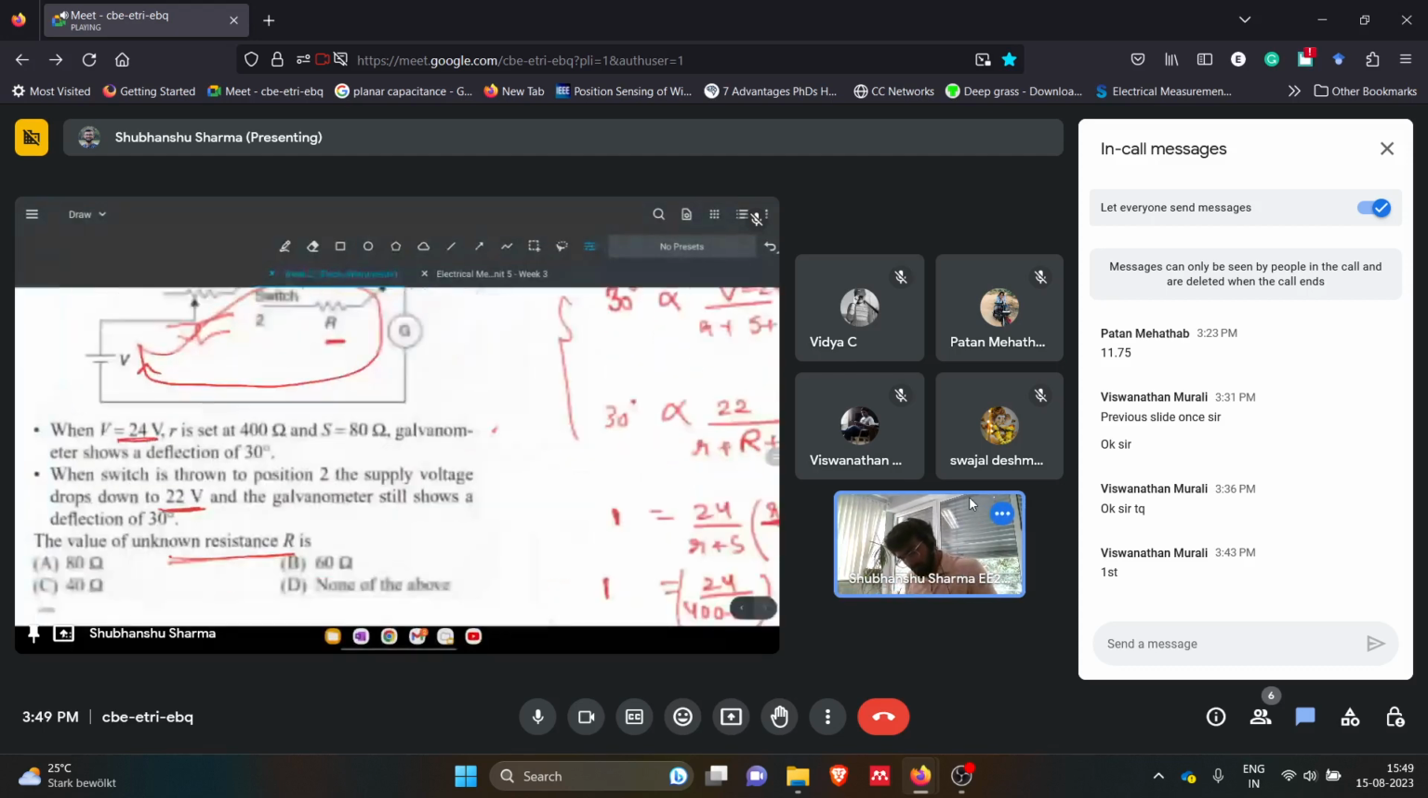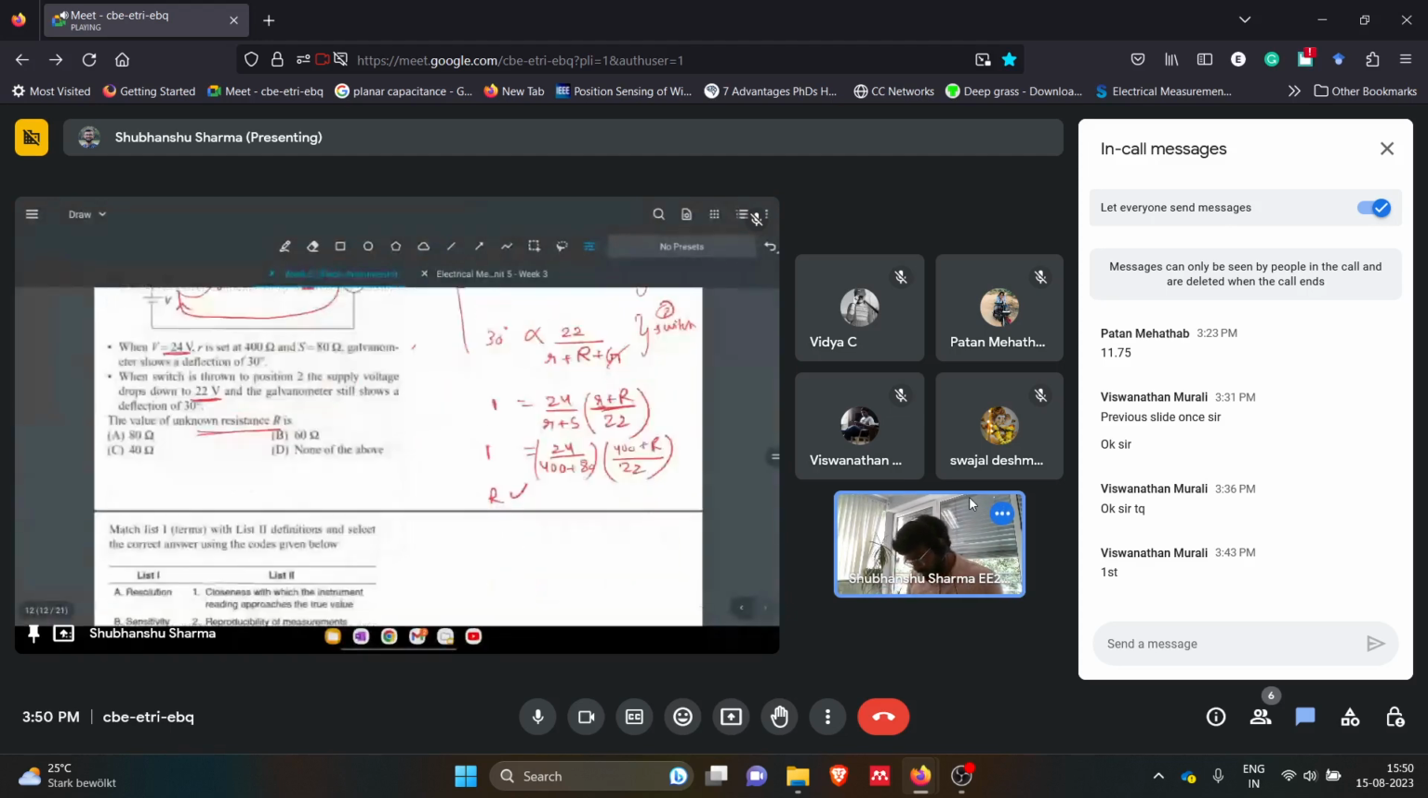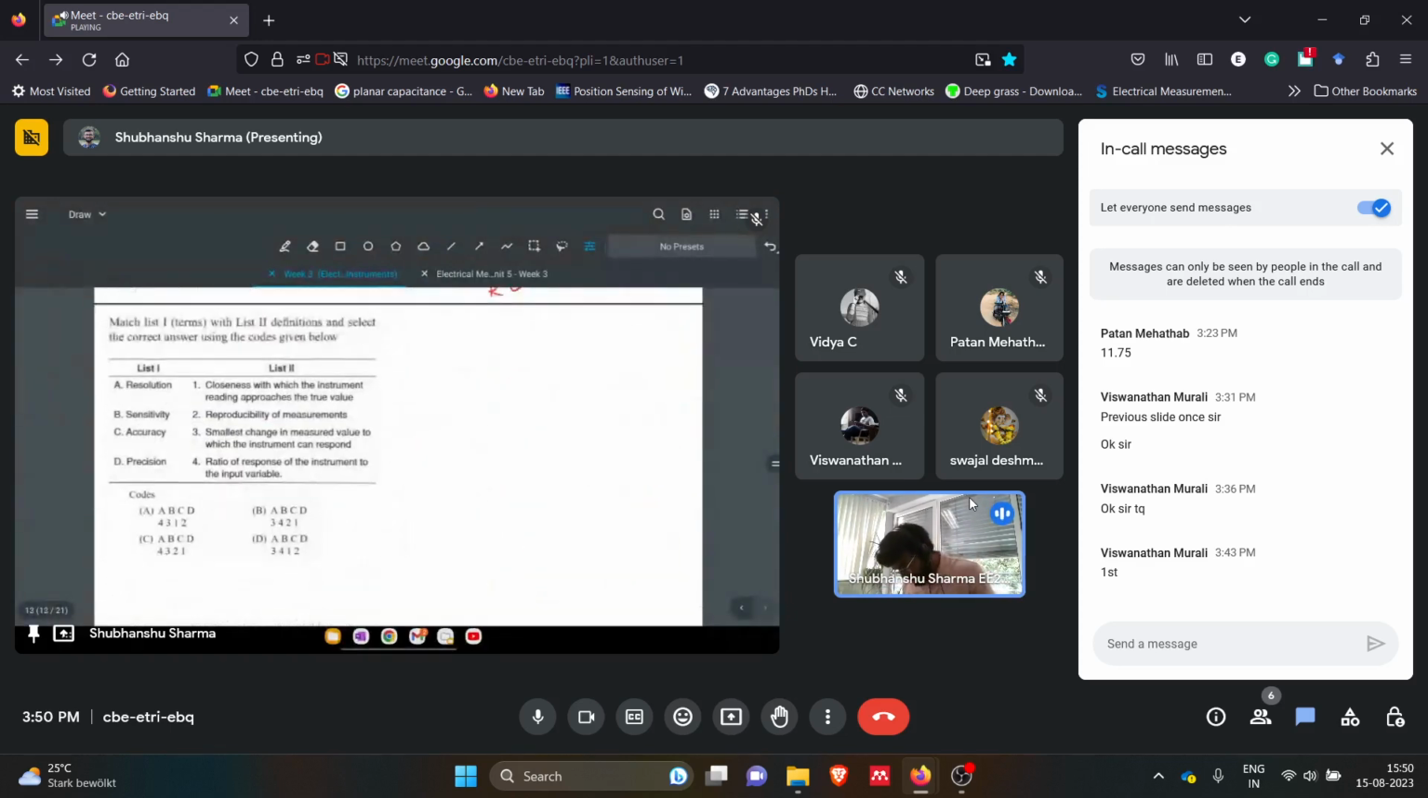Oh, sorry. Yeah. The next question, just read it and try to answer. It's simple. So they are talking about resolution, sensitivity, accuracy, precision. So there might be confusion between accuracy and precision.